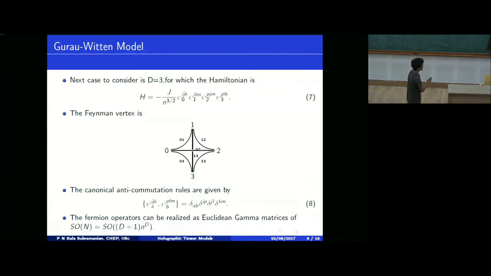Now we'll come to the case D equals 3, which is the one we considered in our paper. Here, this is an easy way to picture how exactly this construction is happening. These are the color indices 1, 2, 3, and 4. There is a group G01 associated with 0 and 1, 0 and 2, and 0 and 3, and similarly for all of these.